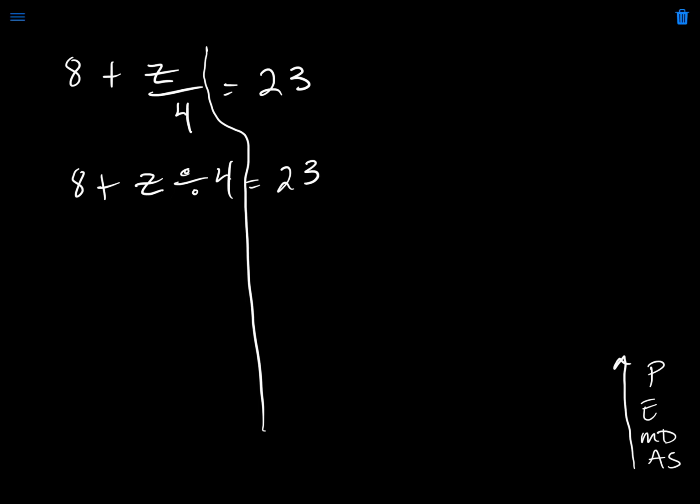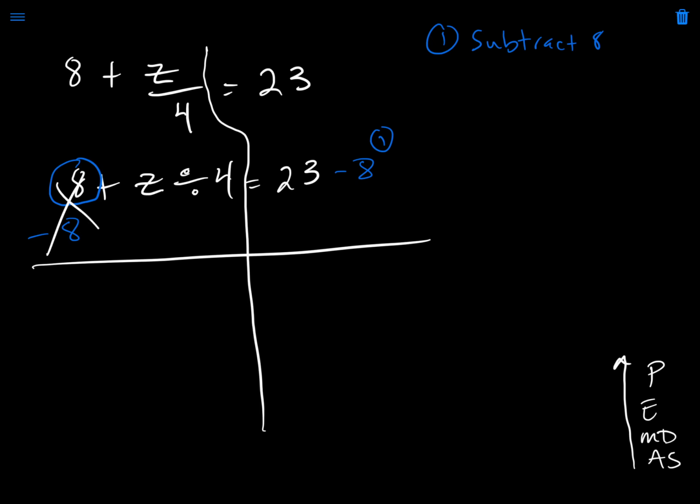So I'm going to look to add or subtract first, right? So I'm going to do the opposite of adding 8, which is subtracting 8, on both sides. So my first step, step 1 here, I'm going to subtract 8 on both sides. So when I do that, this goes away. Z divided by 4 equals 23 minus 8, and 23 minus 8 is 15. I'm sorry.